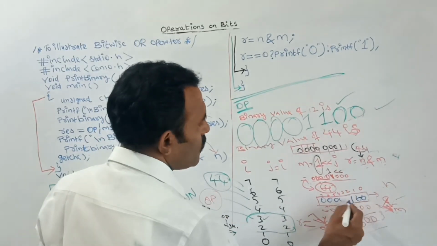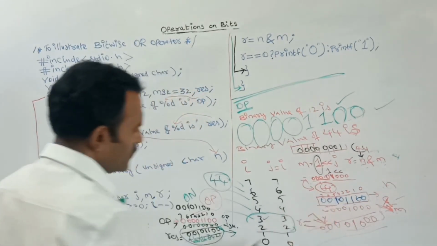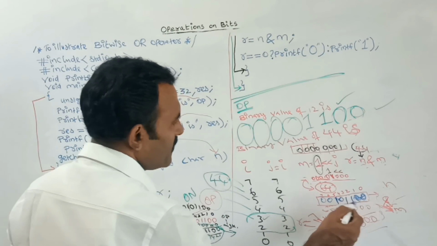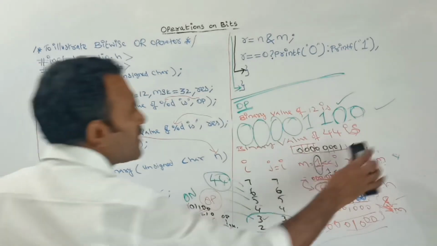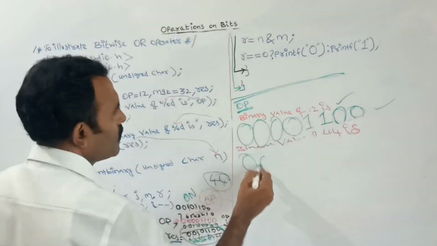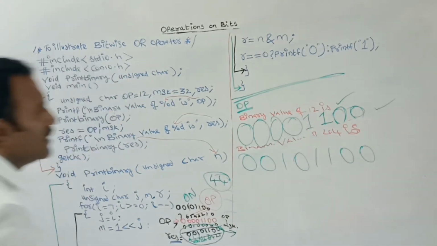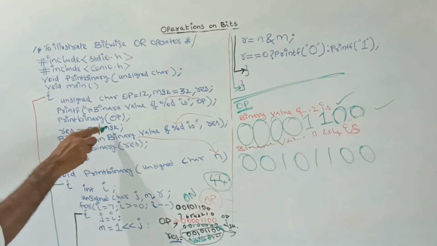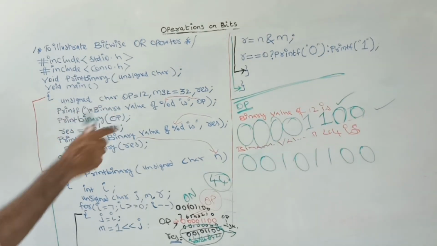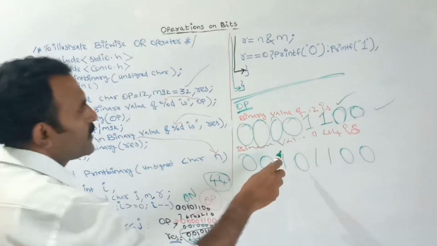So the binary value of 44 is 0 0 1 1 0 1 0 0. This is the binary value of 44. Again the same process will be repeated and this binary value will be printed. Here, with the help of this OR operator, I had turned on a particular bit. Which bit? Here I am using 32. So 32 is the 5th bit.